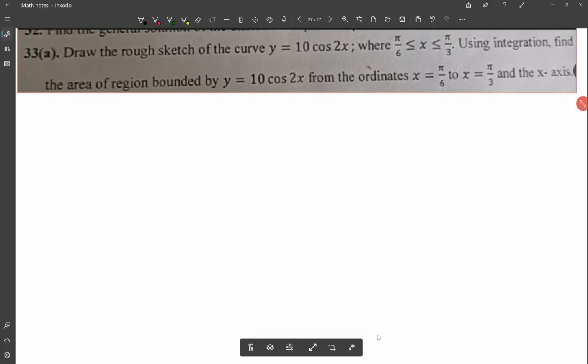This is a question from the chapter Applications of Integration. Draw the rough sketch of the curve y is equal to 10 cos 2x. If you observe, this is a cos function and it has a 2x angle, where x is given in a particular interval. Using integration, find the area of the region bounded by the given function from the ordinates, and so on.